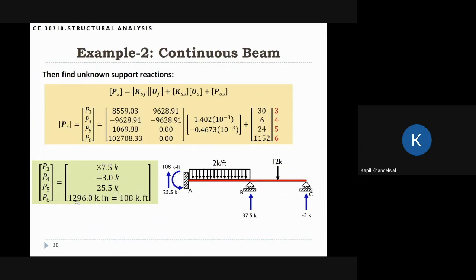I changed this number from kip-inches, because all the calculations are in kip-inches, to kip-feet just to show you the number in a better way. So this is 108 kip-feet. If you do a quick check, you will see that the entire system is in equilibrium. All the vertical forces will cancel the applied loads, and if you take a point and find the moment about that point, you will see that the system is under equilibrium with respect to that point. So it's under rotational equilibrium, and also under vertical equilibrium.